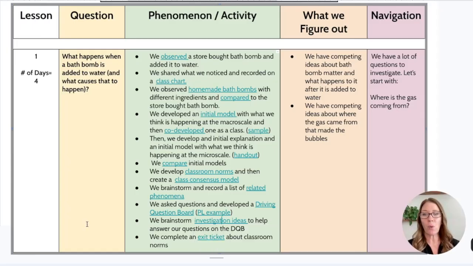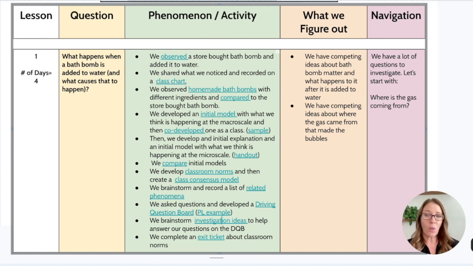Okay, the last thing for lesson 1 is an exit ticket about classroom norms. Remember, norms or agreements are not a one and done. You're going to come back to them and revisit them, especially when you're having management issues. You point to your agreements and say, what did we do well? Where are we struggling? Okay, let's try and do better next time.